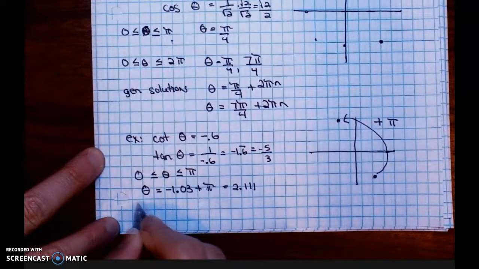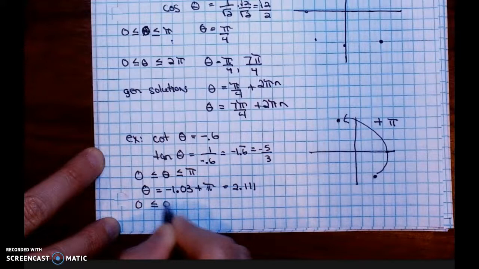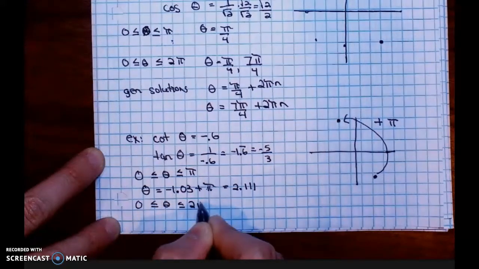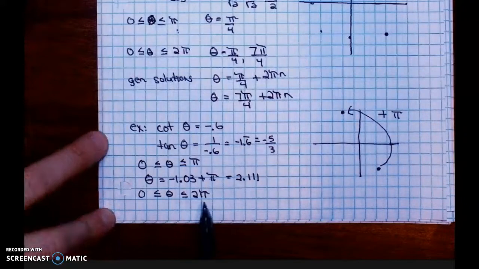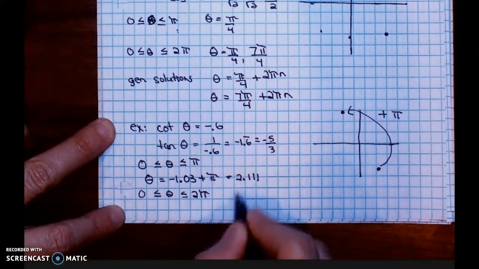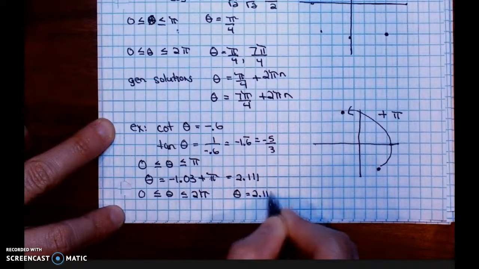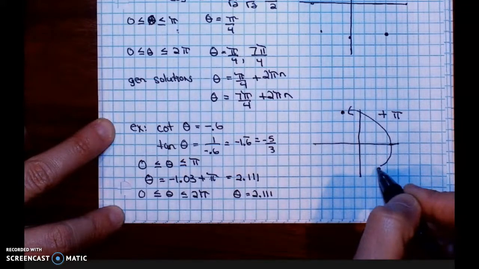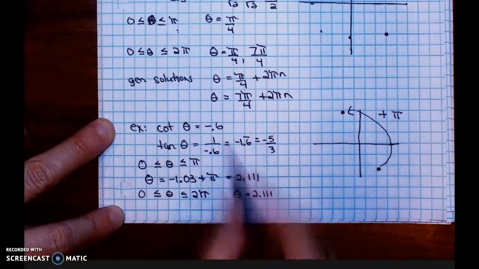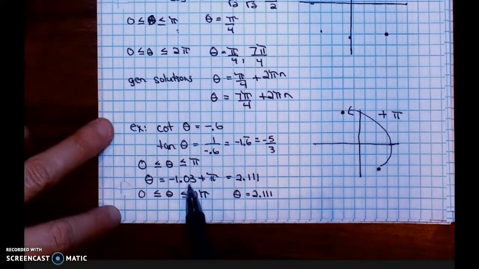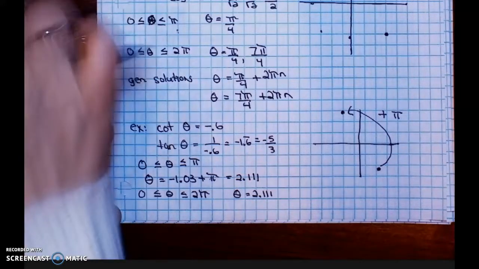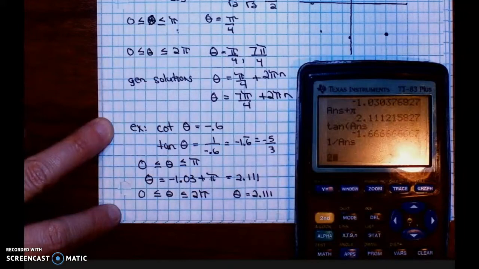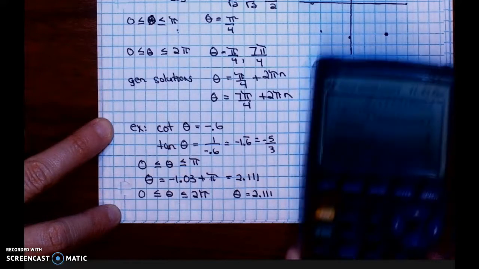If I was given that my solutions could be in between 0 and 2 pi, again, I've got one of my solutions is 2.11. To get to this point over here, going in that positive direction, I can add pi to this, or I could add 2 pi to this one. I'm going to go ahead and take the 2.11, and I'm going to add one more pi onto that 2.111. Adding pi gives me another solution of 5.252.